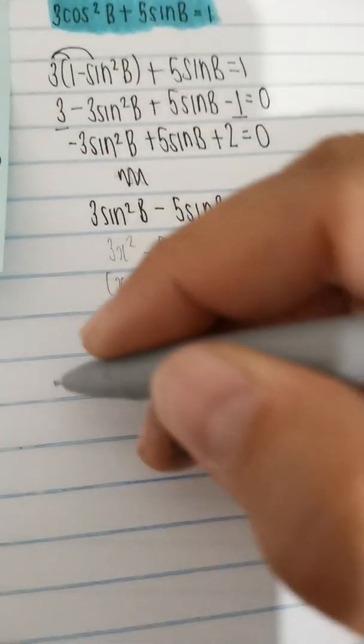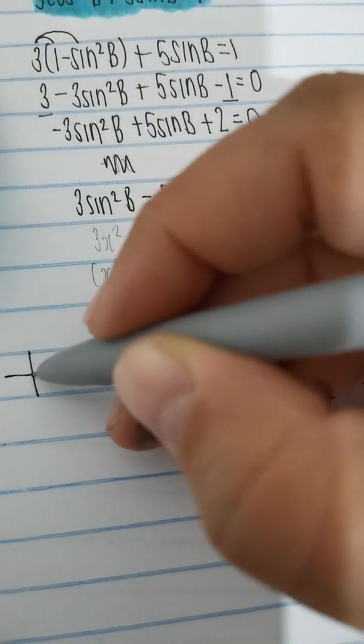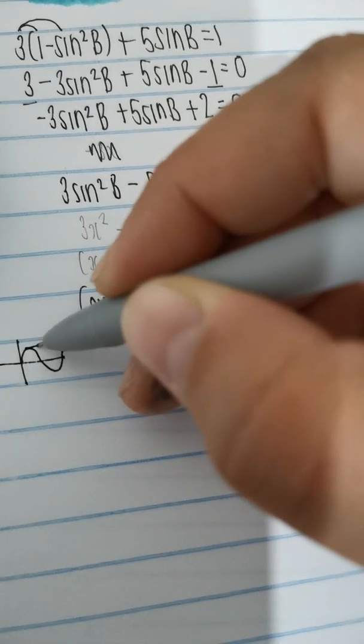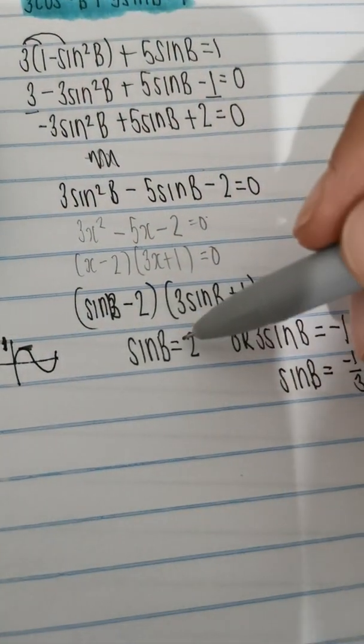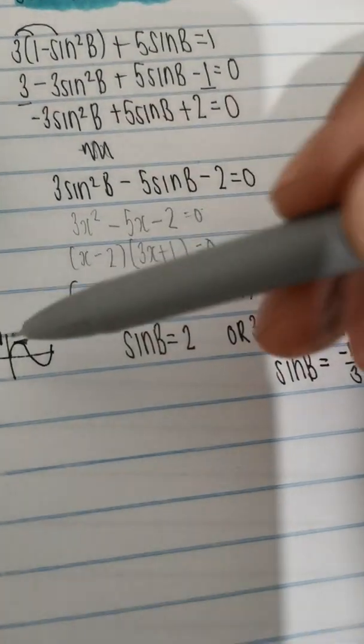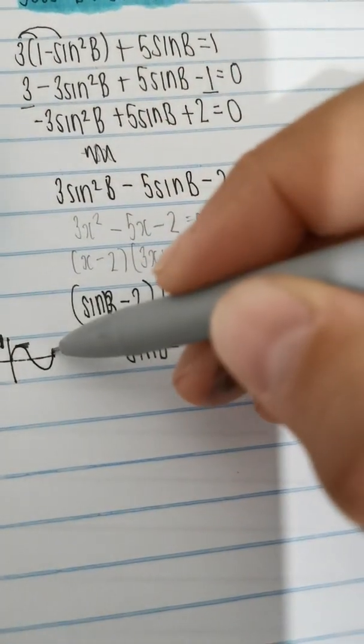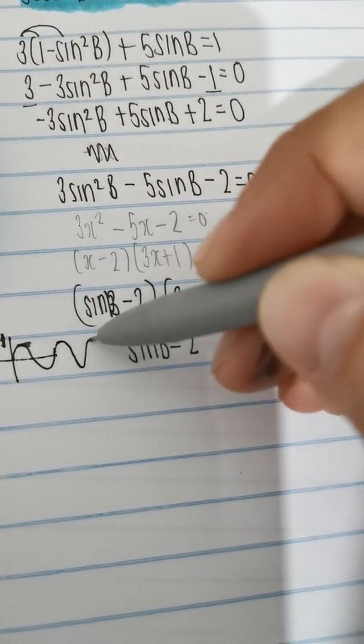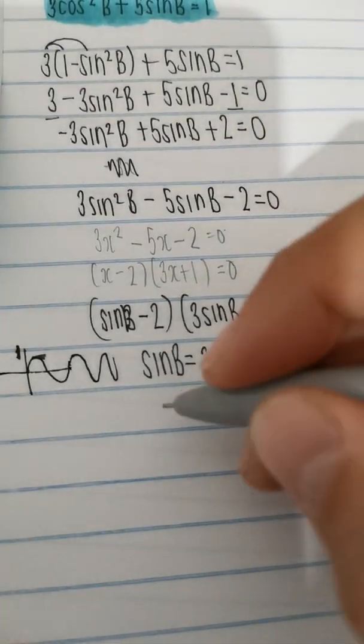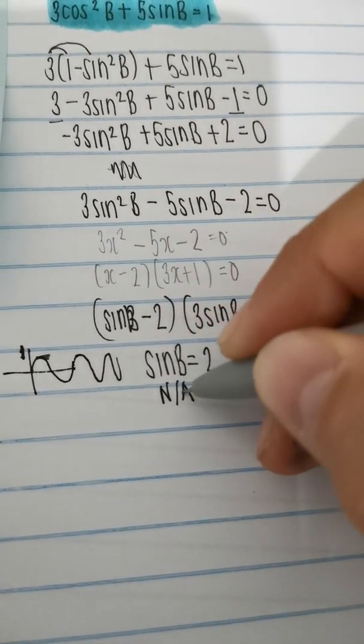That's the case because if I had to draw a sine graph, let's sketch one, the highest point it can go to is 1. This is asking us where is this graph equal to 2. But it can't even go to 2 because the highest point it gets to is 1, and then it turns around, etc. Right? So this one here would be not applicable.